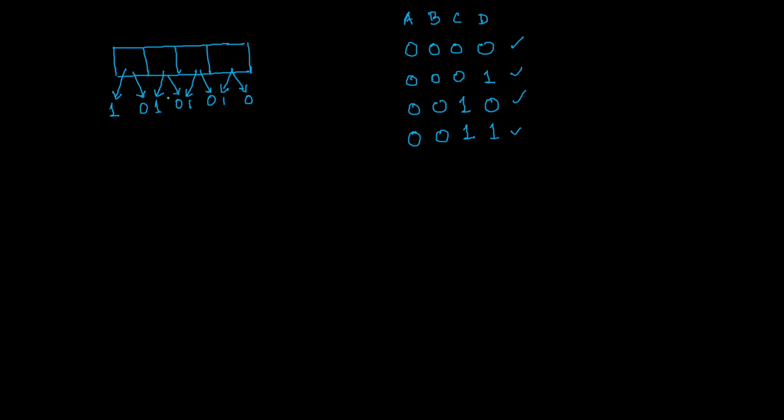You see, the number of bits here is 4. The possibility in each and every bit is 2. Possibility means either 1 or 0, either 1 or 0. Since the possibility is 2 and the number of bits is 4, naturally the number of combinations will become 2 to the power 4.